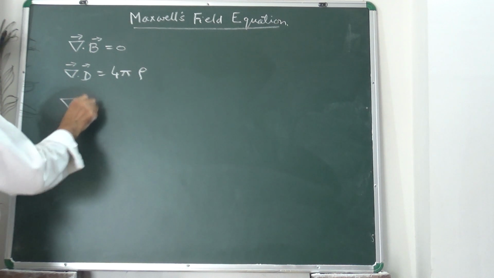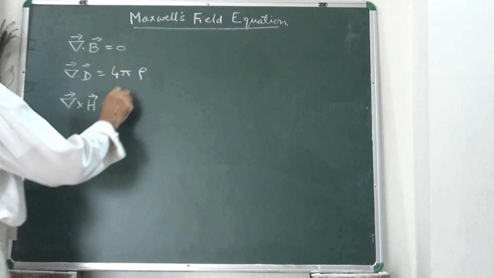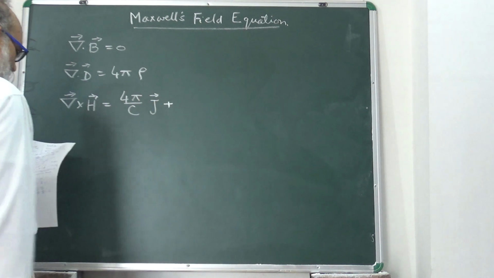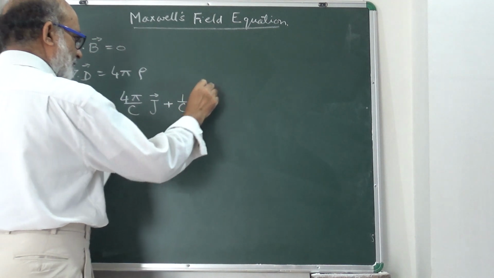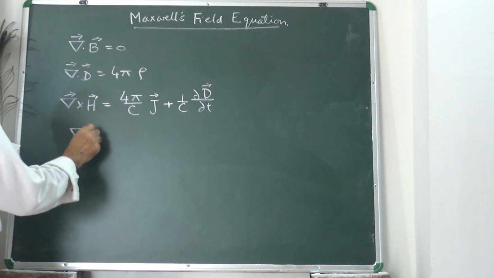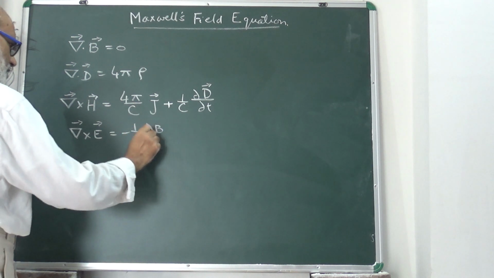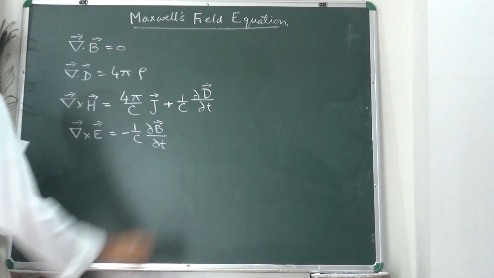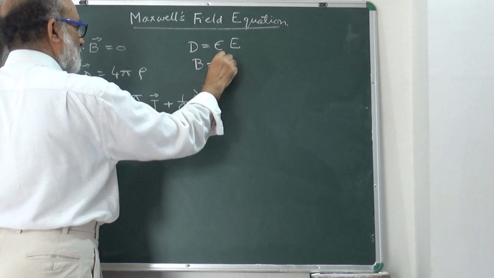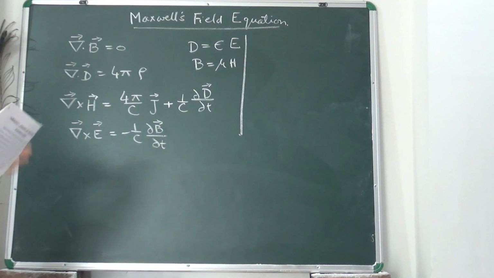curl of H equals current density plus 1 by C dD by dt, and the curl of E equals minus 1 by C dB by dt, where D is epsilon times E and B is mu times H. So these are the four Maxwell's equations which we all know.